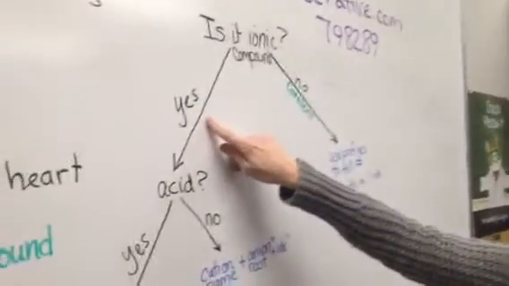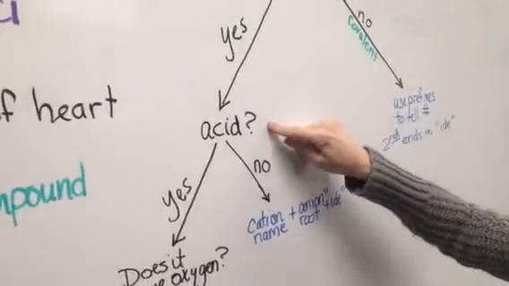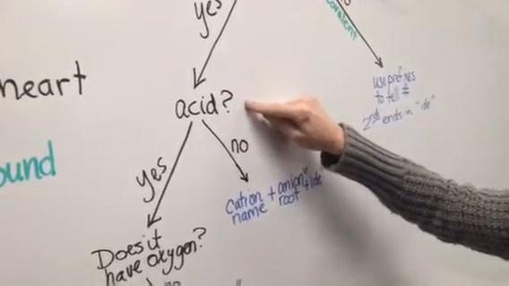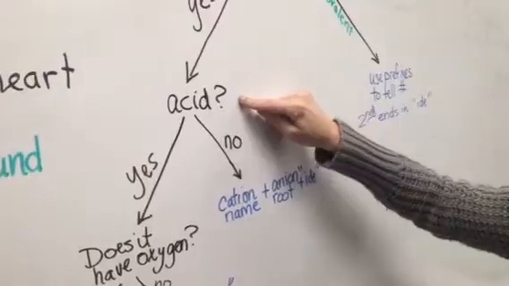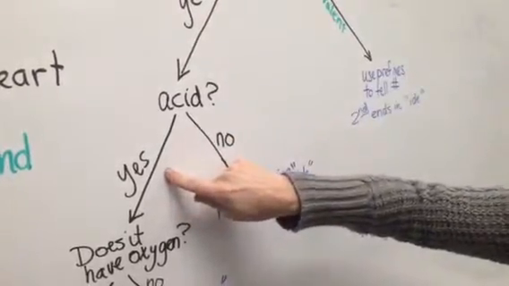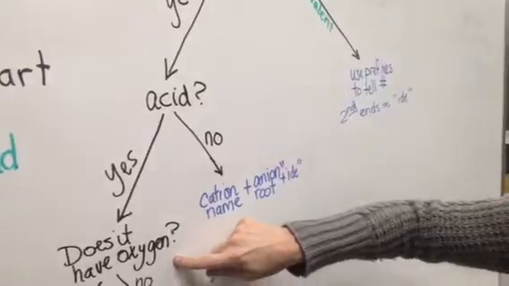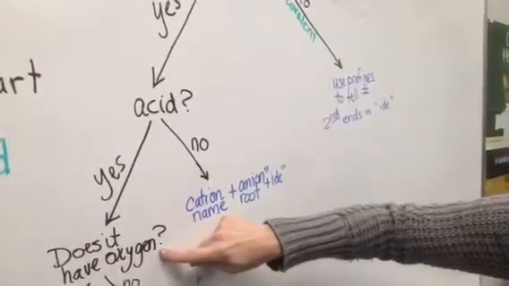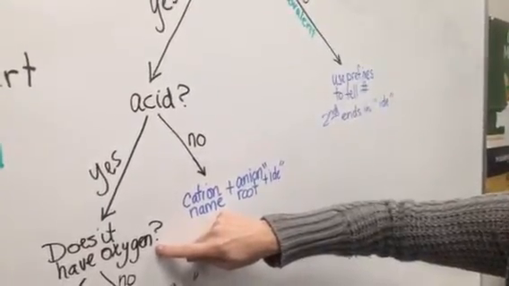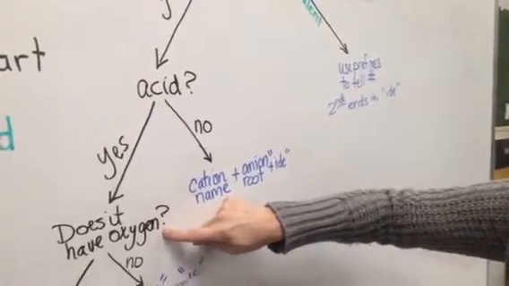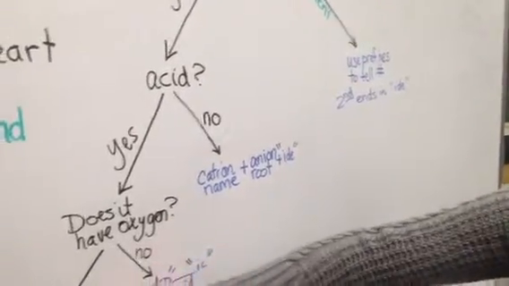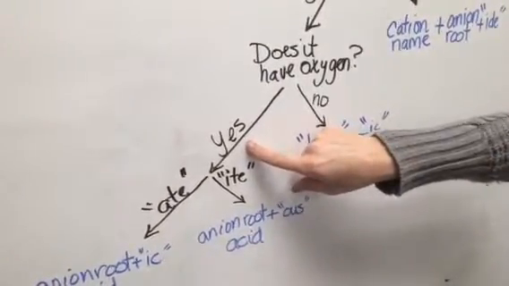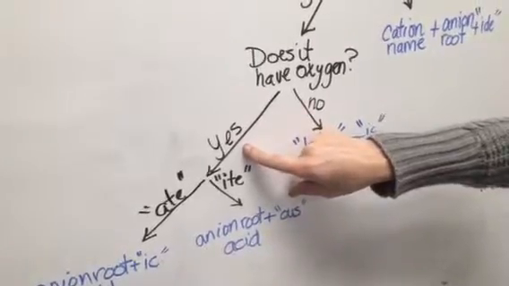It's ionic? Yes. Then the question is, is it a special kind of ionic? Okay? If it's an acid, it starts with a hydrogen, and the cation in the ionic bond is a hydrogen. If it is an acid, so yes, is it the kind of acid that has oxygen in it? Every ionic compound has a cation that balances an anion. And if your anion contains oxygen, then you go here. That means it's a polyatomic anion made up of more than one element.